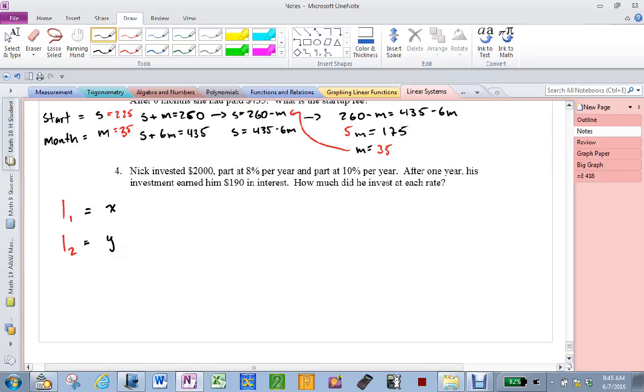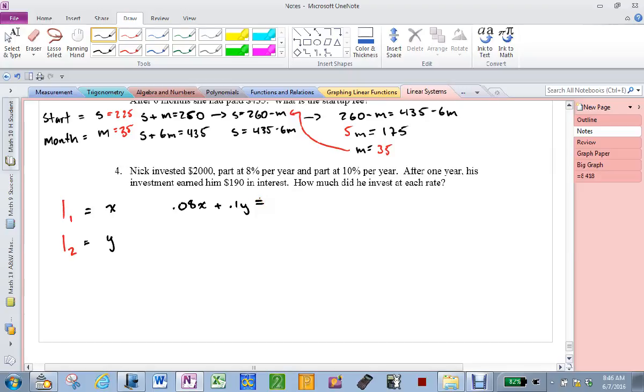Now, what do we know about these investments? Okay, so they both earn some interest. That's one thing. So we know that 8% per year. 8% in math is nothing. What is 8% really when we write it out? 0.08. 0.08x and 0.1y, my two investments equal what?